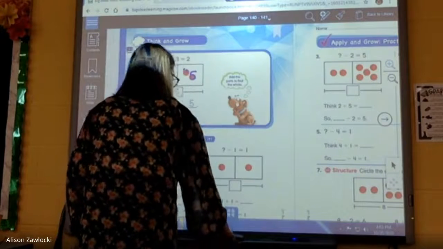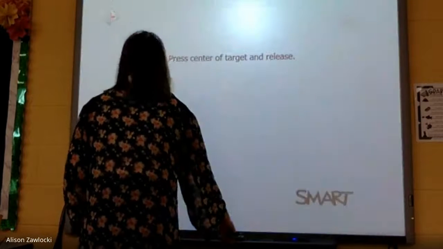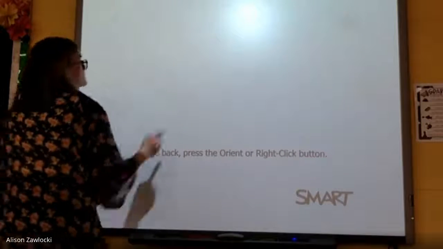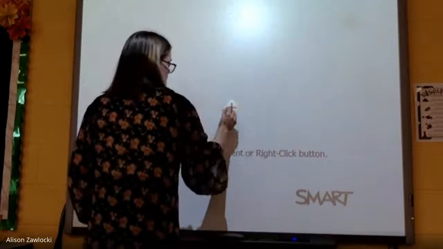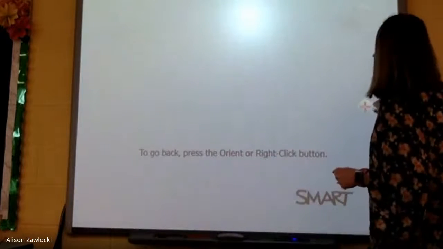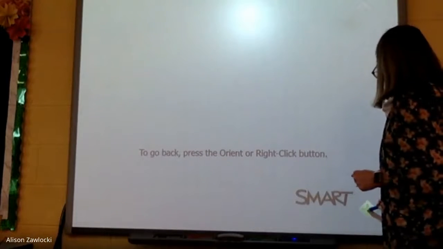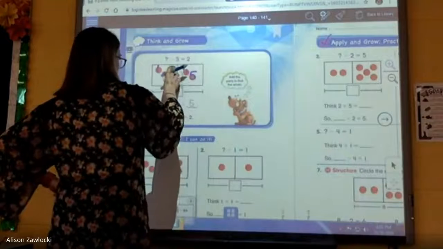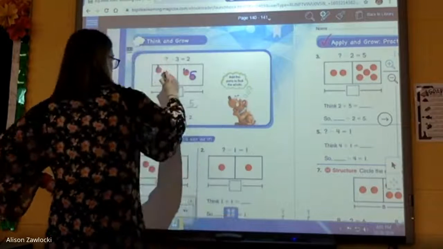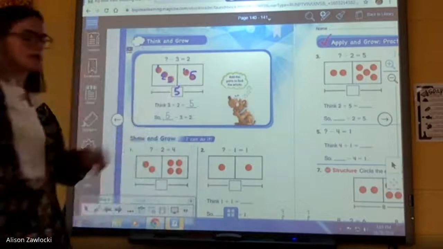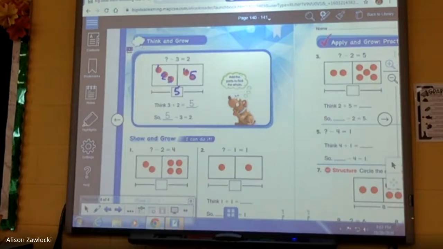I'm going to calibrate my board because sometimes my marker gets a little bit off center. Because this is not a whiteboard, it has to know where I'm writing. Okay, let's see here. I am going to go ahead and trace in my 5 here. Great. Okay, so think 3 plus 2 equals 5.